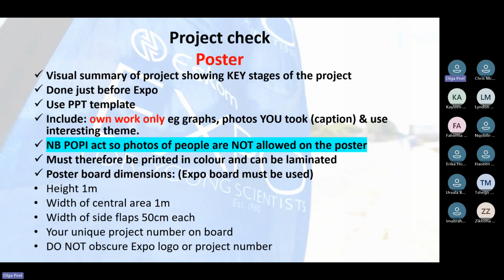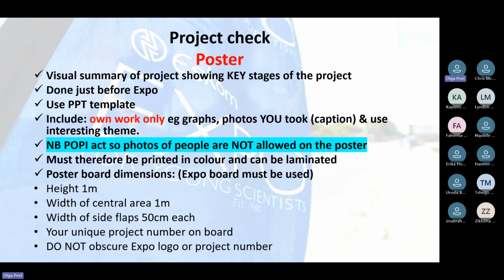Okay, the poster. It's a visual summary of the project. So visual. Remember, the abstract was a text-based summary. This is a visual summary showing the key stages of the project, the most important stages. You do it like a week or 2 before Expo using the template that we provide. I'll show you where to go. And please only include your own work.